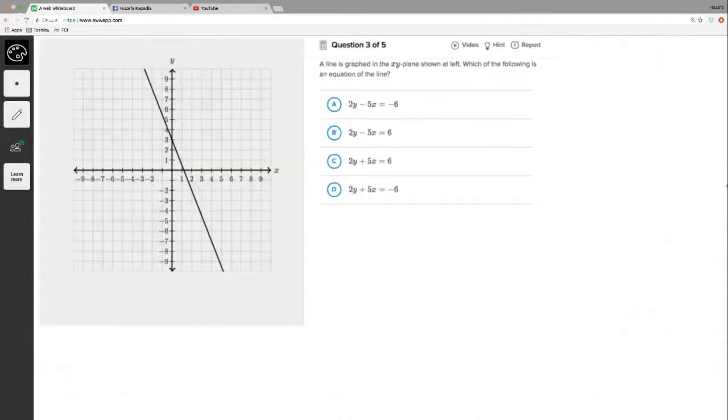Boom. A line is graphed in the xy plane. Number 3 is at the left. Which of the following is the equation of the line? Basically the same deal, except now we have a little bit of a different scenario. Now they've added another complexity. Now they've thrown on this 2y over here and all this stuff.